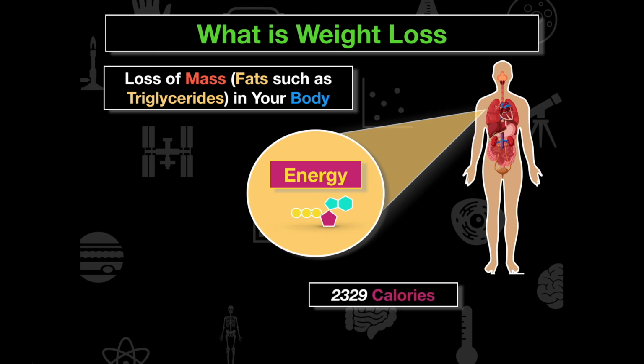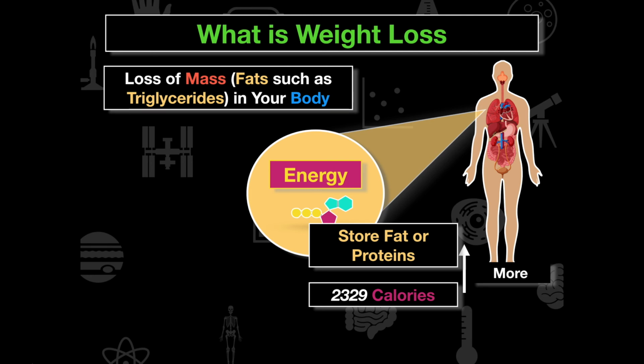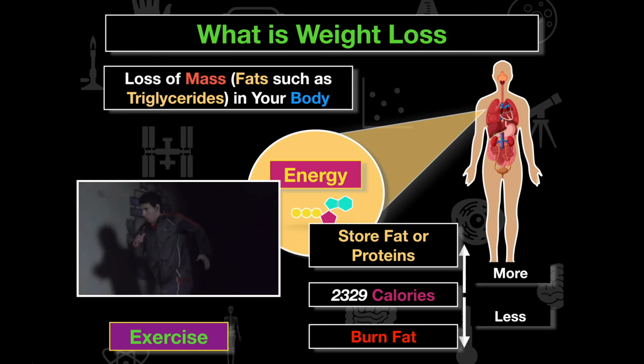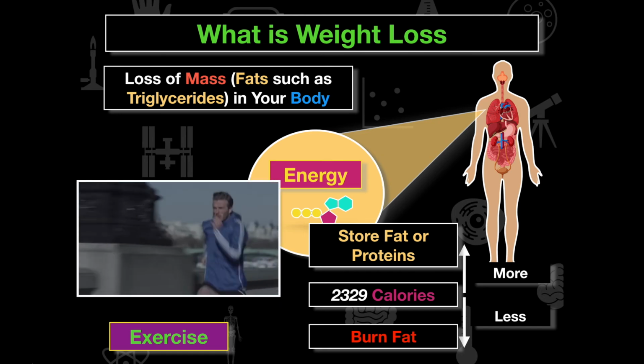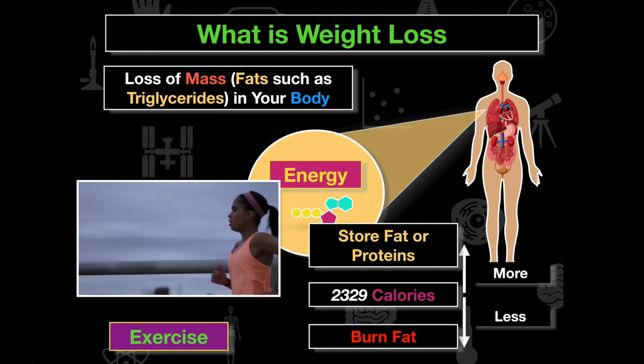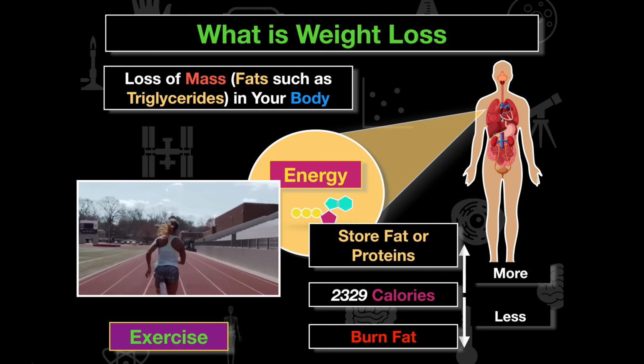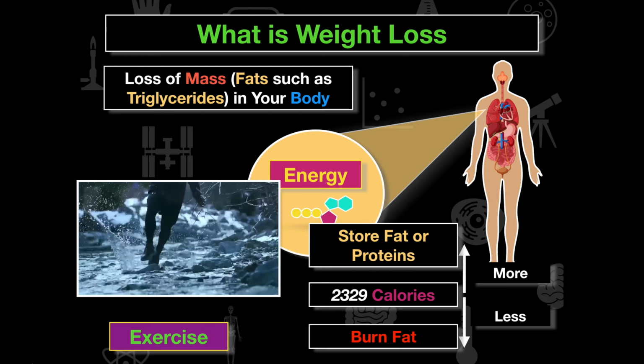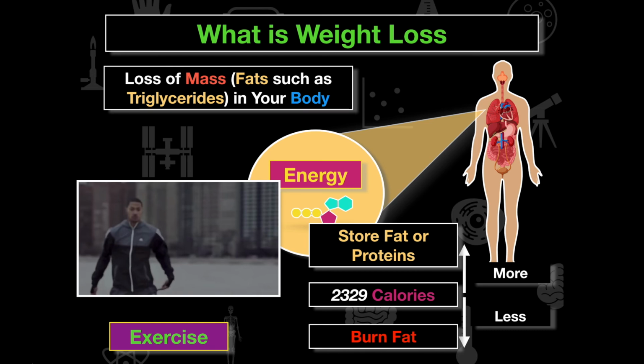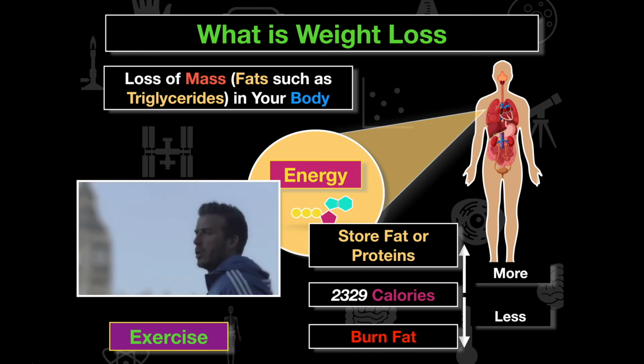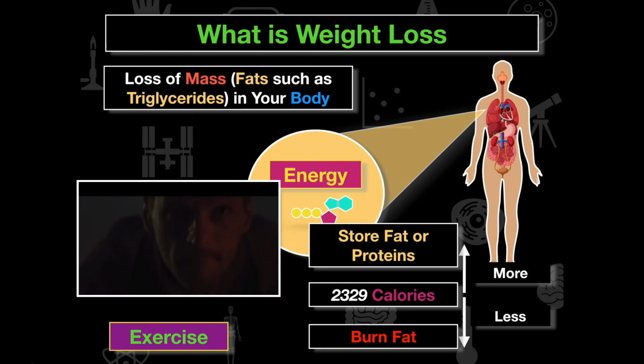So my caloric intake should be 2,329 calories per day. If I eat more food and consume more than that 2,329, my body's going to store it as fats or potentially proteins, depending upon what I eat. If I consume less, well, I'm going to lose mass, and that's what burning fat is, and that's what exercise is. So by exercising, I need to consume more calories to fill in that void. And if I don't eat the calories necessary to maintain my body mass index, I'm going to burn fat, lose mass, and therefore lose weight.